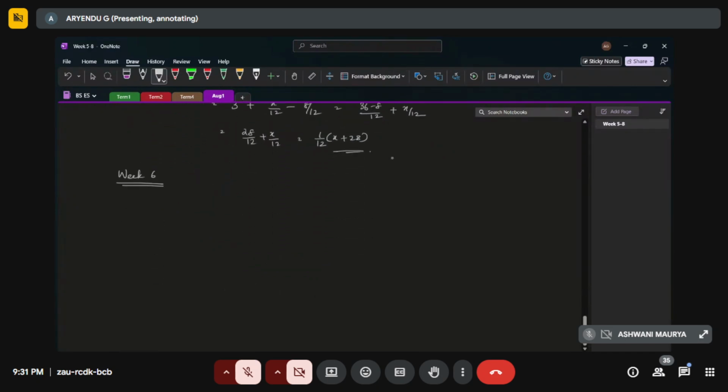Okay, so we will move to week 6. In week 6 we have some very important theorems, and the applications of derivatives. We have terms like local maxima and local minima coming in, and we have the most important mean value theorem, Rolle's theorem, L'Hopital rule, Taylor's theorem. All these are coming in. So let us start with local maxima and local minima.